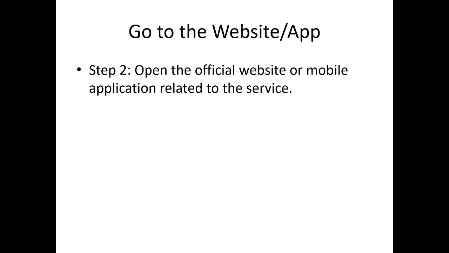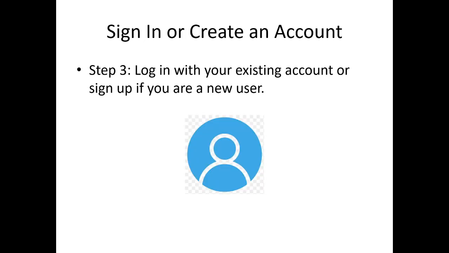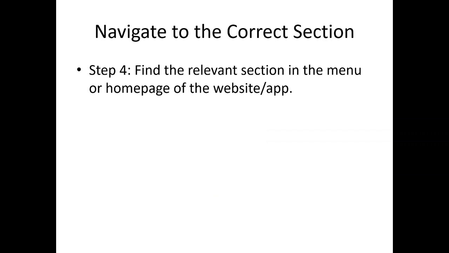Step 2. Open the official website or mobile application related to the service. Step 3. Log in with your existing account or sign up if you are a new user. Step 4. Find the relevant section in the menu or homepage of the website or app.